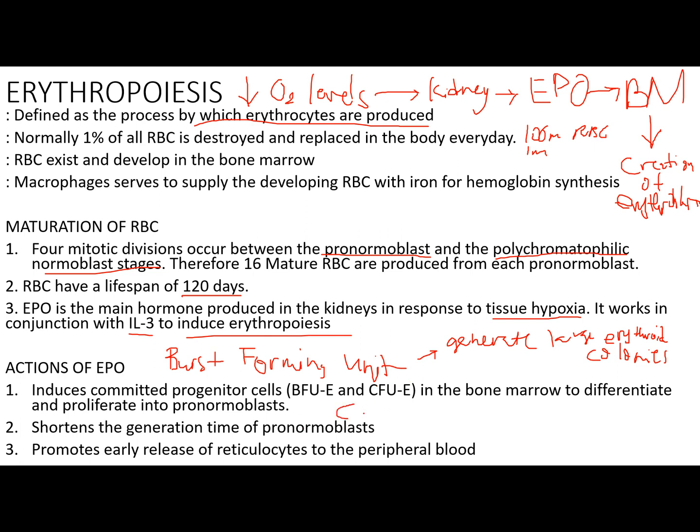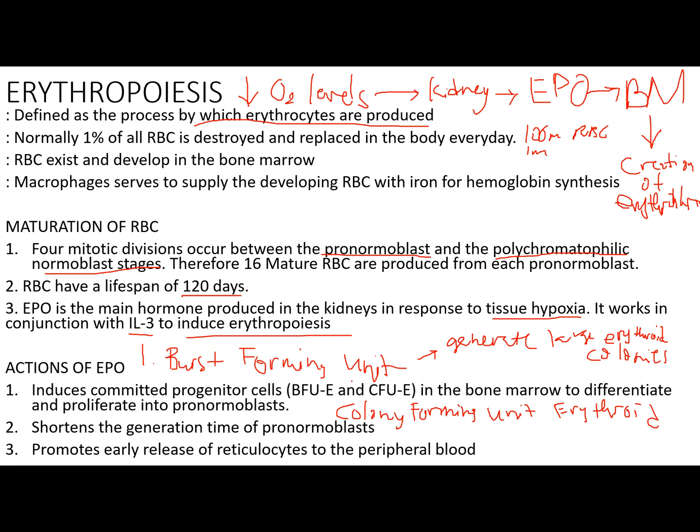Yung CFU naman, class, yun yung colony forming unit. Yung E dyan, class, would stand for erythroid. So we have yung burst forming unit erythroid and colony forming unit erythroid. This, both of them would generate large erythroid colonies. So first, class, first what would happen is that it would induce the committed progenitor cell to become a burst forming unit erythroid.